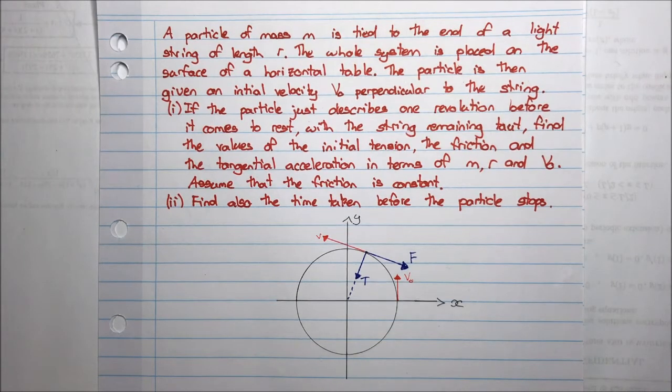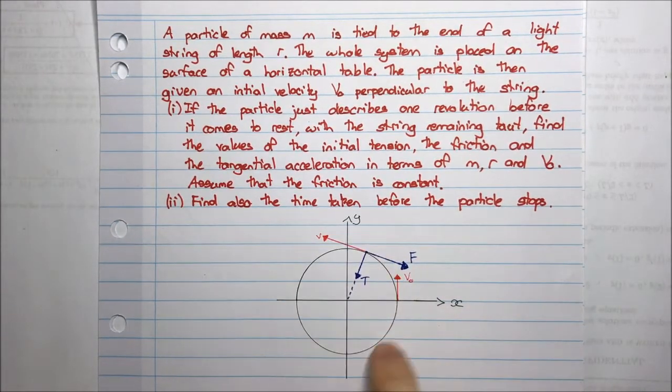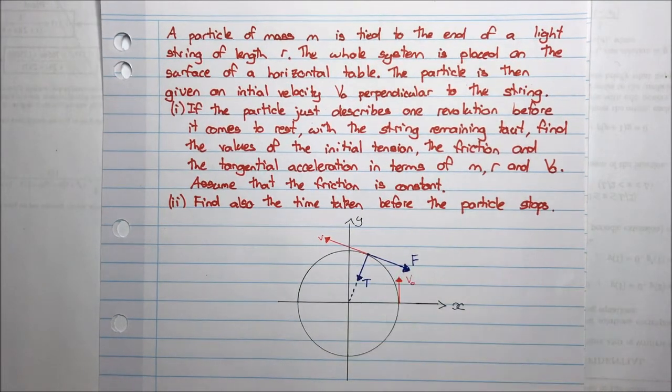We have the friction force. Now, the friction force is always going to oppose the direction of motion, and since we've defined our motion as going anti-clockwise, the friction force is going to be this way, which would be trying to make the particle go anti-clockwise. So this is our friction force here. The two blue vectors are the forces in this situation. Those aren't the only forces that we have.